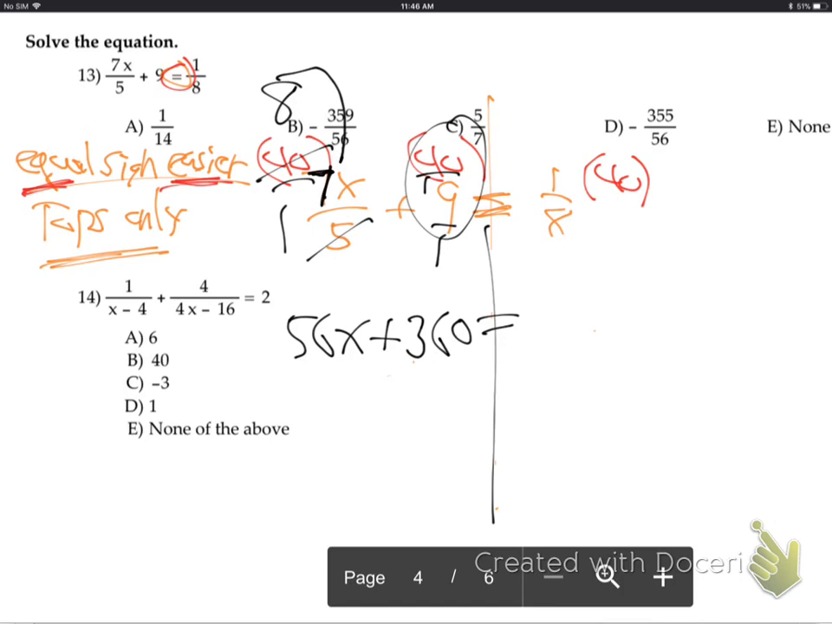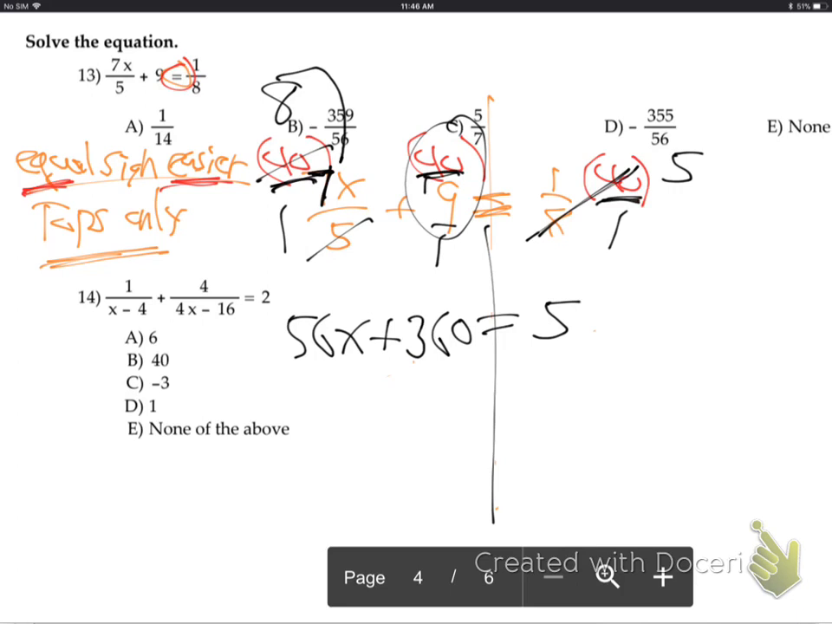Good so far. What about on the right side? Over 1, 8 goes into 40, 5 times 5. Look at that, no more fractions. See how they're easier? Equal sign problems are easier, because you only have to do the top, right? Top, top, top, and there's no more fractions after one step. So that'll help you remember that when you see these today.